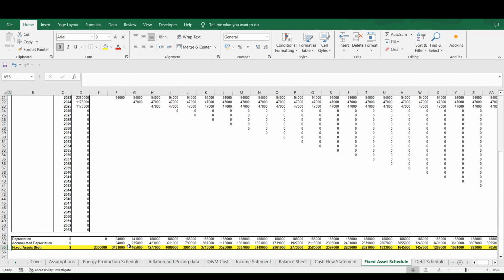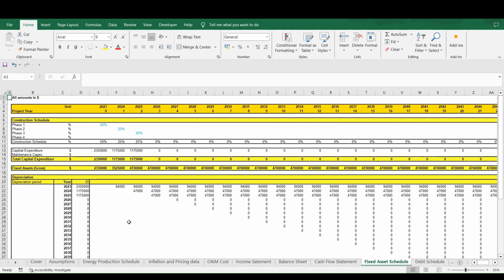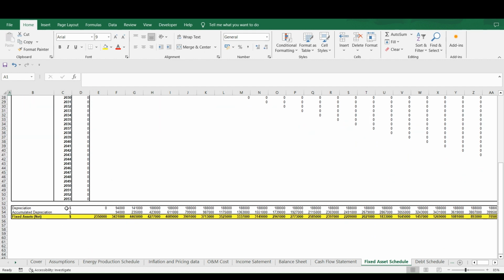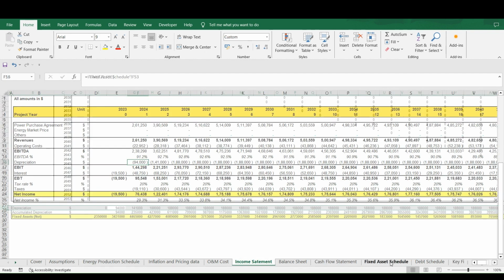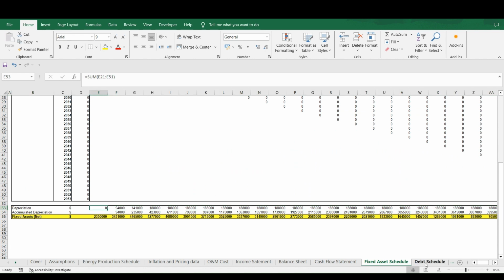And that's how we have our fixed net assets. And creating this depreciation. So this depreciation value that is in row 53 goes into the income statement that is being shown right here. So after the fixed asset schedule, we have our debt schedule.